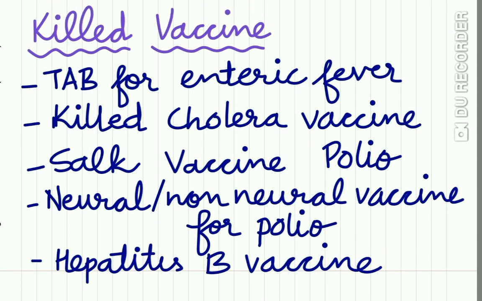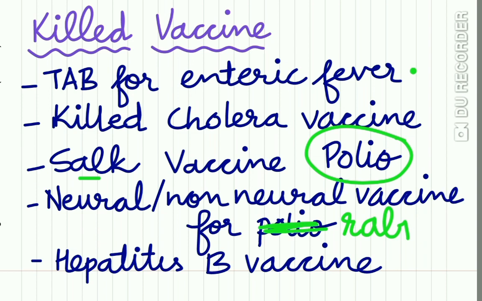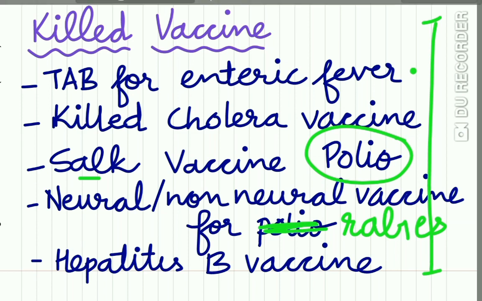Now, the examples of killed vaccines are TAB, which is used for enteric fever, killed cholera vaccine, Salk vaccine, which is used for poliomyelitis, neural and non-neural vaccines, which are not for polio, but are used for rabies, and the hepatitis B vaccine. So these are the examples of a few killed vaccines. So you should remember all these names.